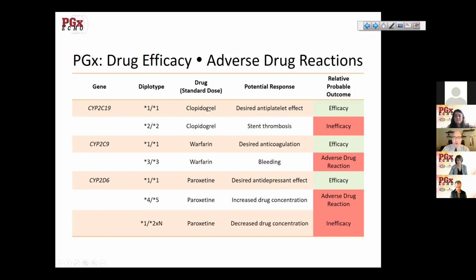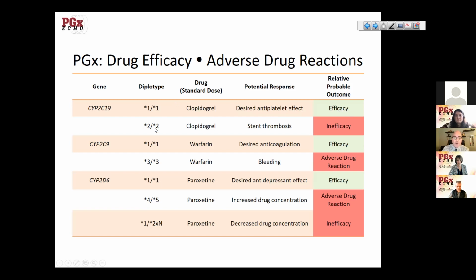Now, clopidogrel, of course, is a low-hanging fruit drug that we've used as examples many times. It's a prodrug, and so it needs to be converted to the active form. So we would expect that a normal metabolizer would readily convert the drug to the active form, and we would think the patient would have the desired antiplatelet effect, and we would see efficacy in this case. And that's what we would like to see happen.